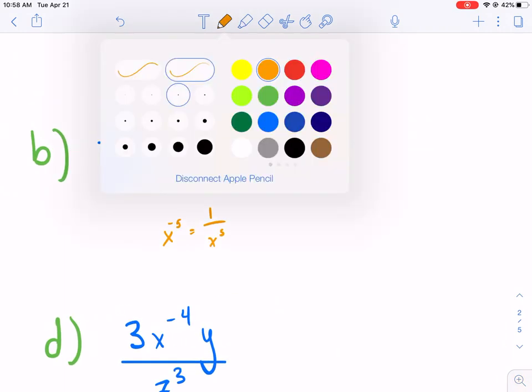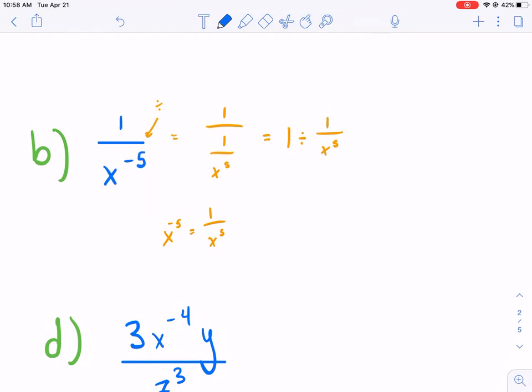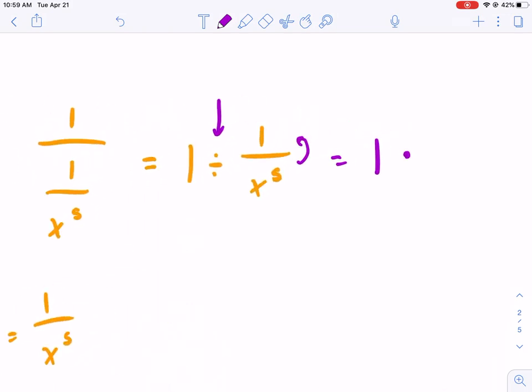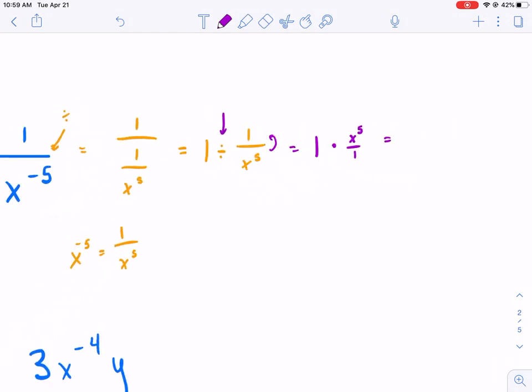Now let's use our keep, change, flip rules. Here, let me use purple. We keep, change, flip. So we're going to keep the 1. We're going to change the divide into multiplication, and we're going to flip the last term to be its reciprocal. Dividing is the same thing as multiplying by the reciprocal. So this becomes 1 times x to the fifth over 1. That equals 1x to the fifth over 1, or just x to the fifth.